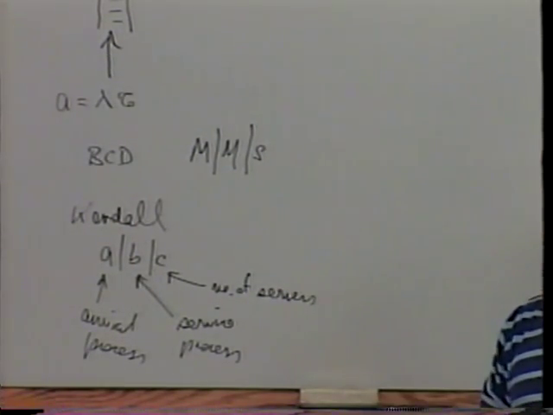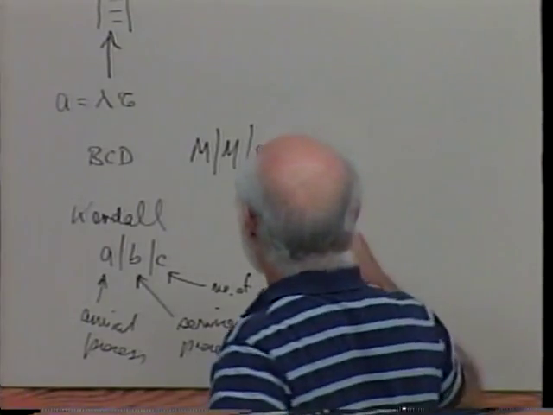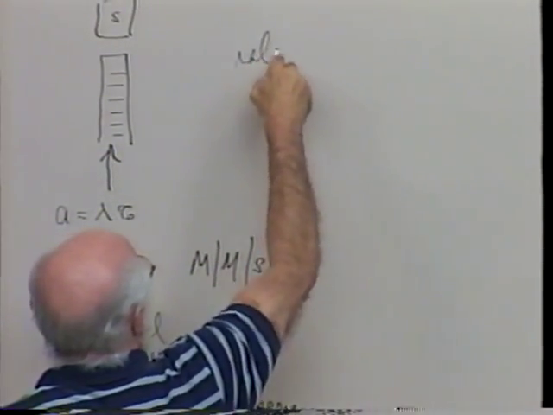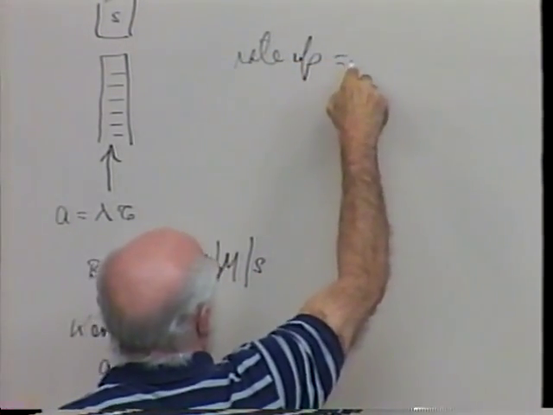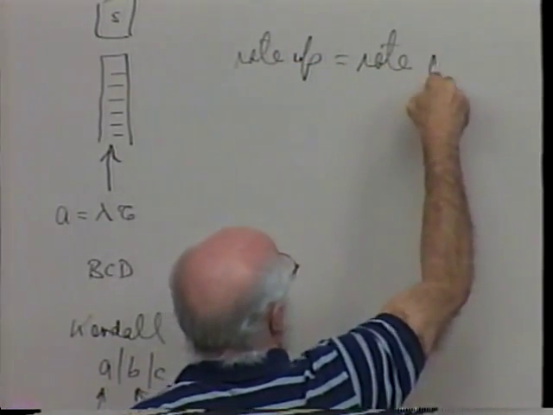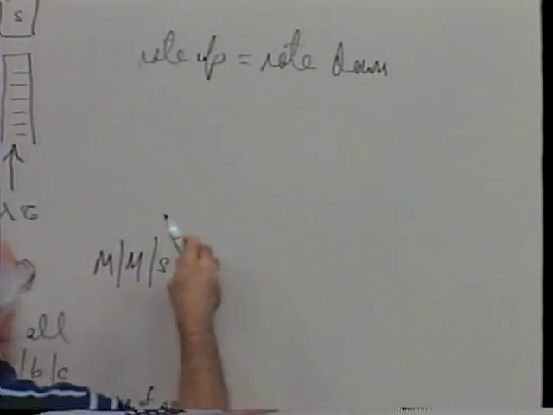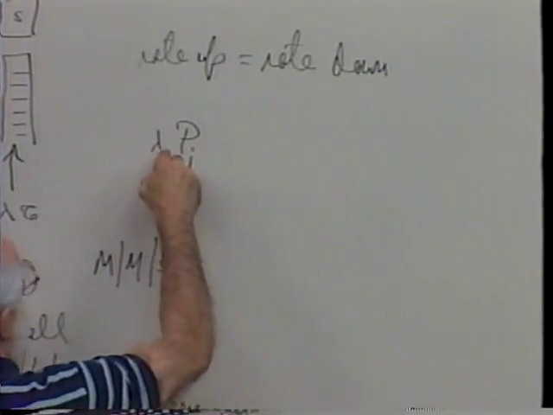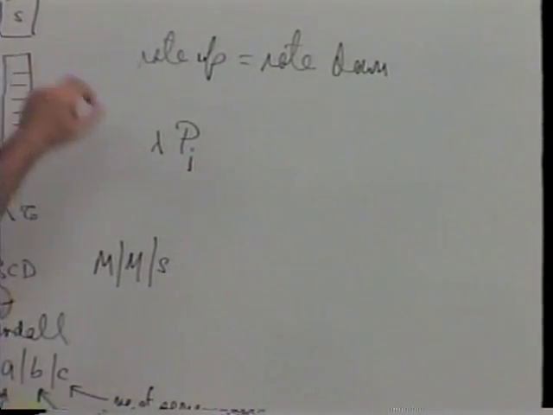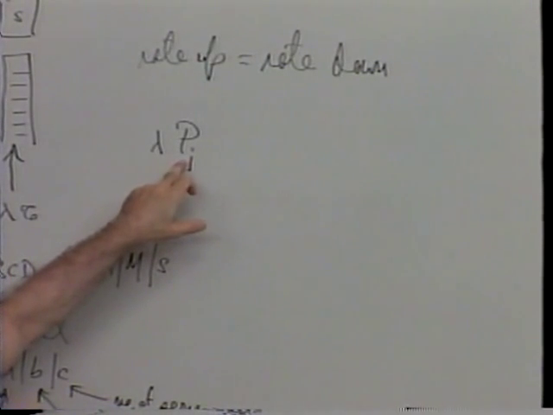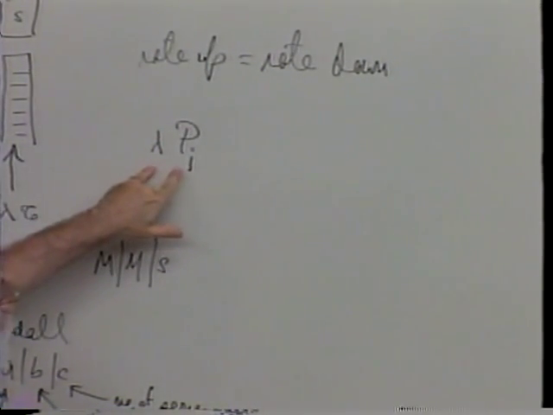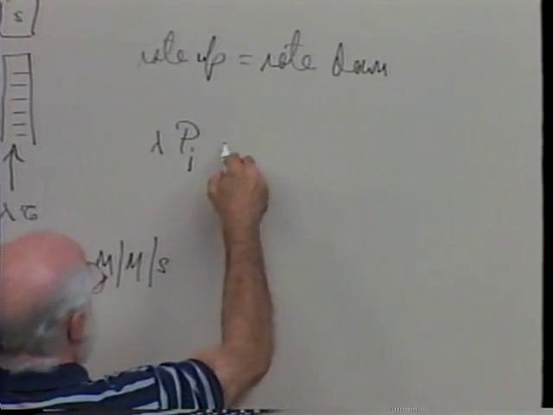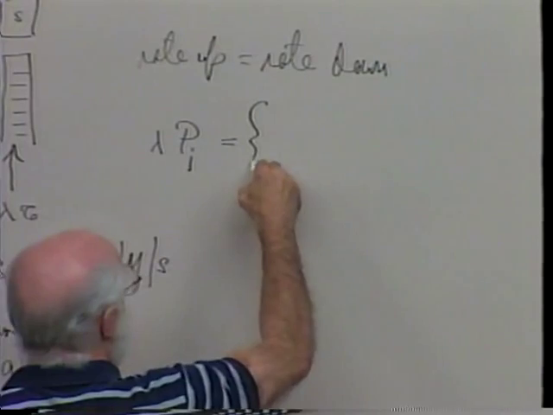So as before, we want to write rate up equals rate down. So now, here's rate up equals rate down. As before, if we're in state j and the arrivals are occurring at rate lambda, then by PASTA, the p_j's and the pi_j's are the same. And so this is the rate up from state j. So that's just the same as before. However, now we have two different cases for the rate down.